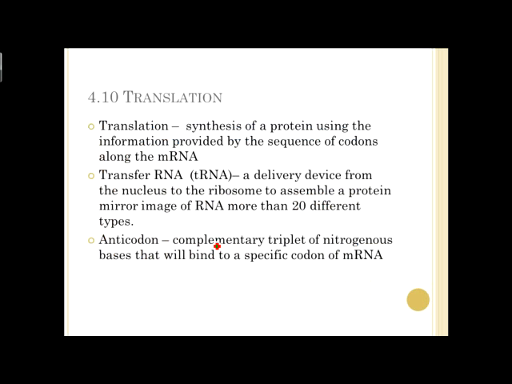Translation: synthesis of a protein using the information provided by the sequence of codons along the messenger RNA, or the mRNA. Transfer RNA, or tRNA, is a delivery device from the nucleus to the ribosome to assemble a protein, a mirror image of RNA, with more than 20 different types. And then an anticodon. If a codon is a three-base set, an anticodon is a complementary triplet of nitrogenous bases that will bind to a specific codon of mRNA.